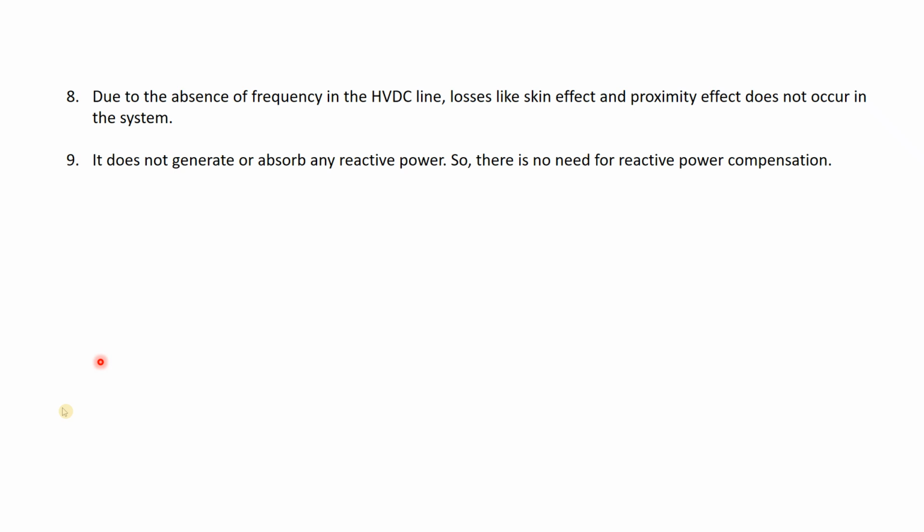Due to the absence of frequency in the HVDC line, losses like skin effect and proximity effect do not occur in the system. So skin effect is not there, and proximity effect is also not there. I hope all of you know the proximity effect. Whenever you are having two AC conductors in AC transmission, each phase creates an inductance because it creates flux. Flux results in self inductance as well as mutual inductance. When the flux links with the other conductor, it creates a mutual inductance in the other conductor.